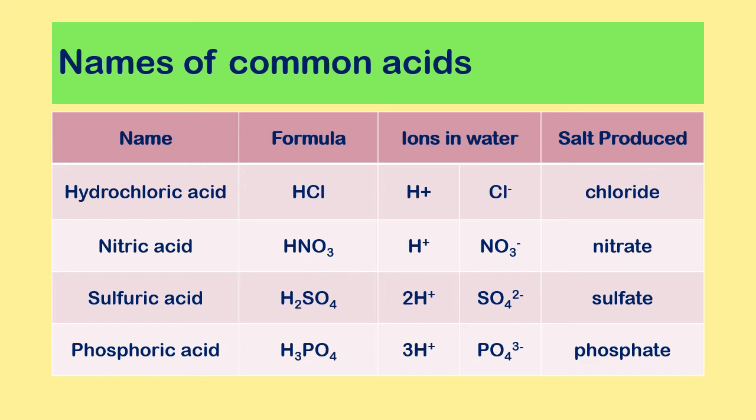Now sulfuric acid, whenever it does a neutralization reaction with an alkali or a base, the salt that is produced, part of the name of the salt will be sulfate. So sulfuric acid reacts with bases to form something sulfate. And finally, we've got phosphoric acid, which we don't need to worry about its formula, but the salts that it produces are called phosphates. So when phosphoric acid reacts, it will produce something phosphate. That's the name of the salt.